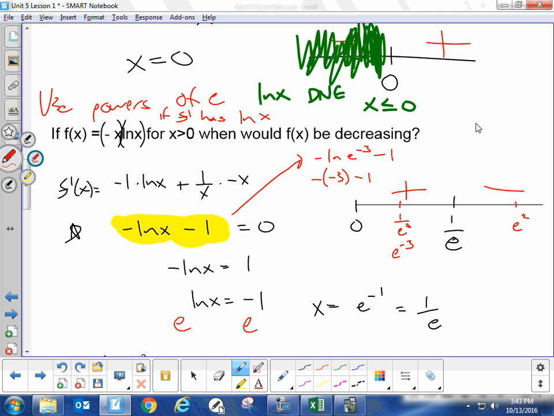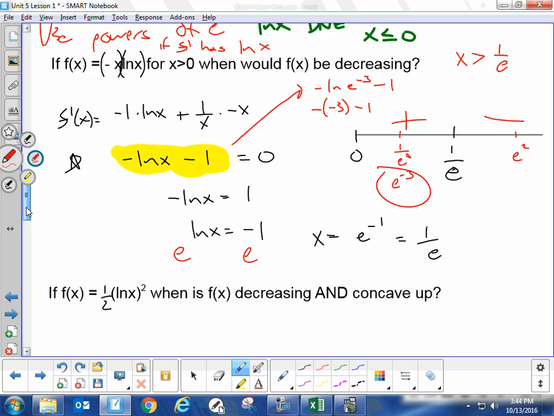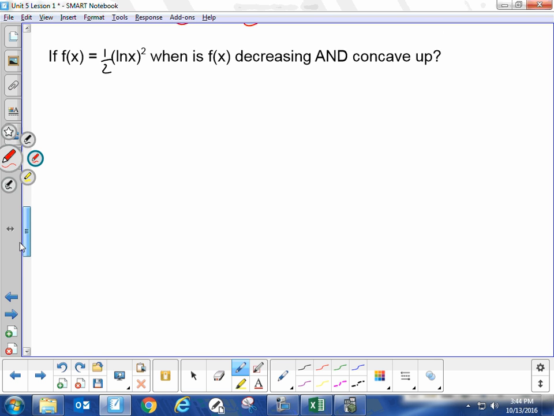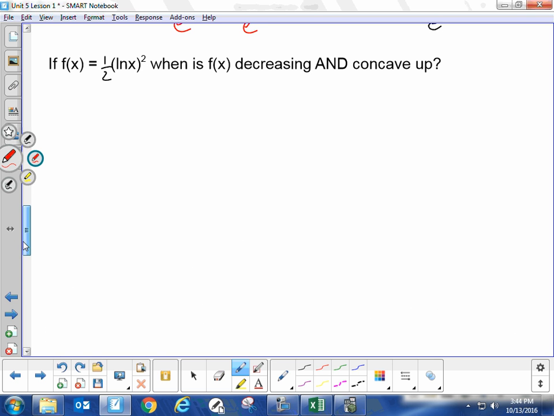Boom. So when are we decreasing? When x is greater than 1 over e. We'd be increasing from 0 to 1 over e. Okay? So between 0 and 1 over e, e to the negative third. It's perfect. 1. E to the negative second. All right, I'll come back to this one.